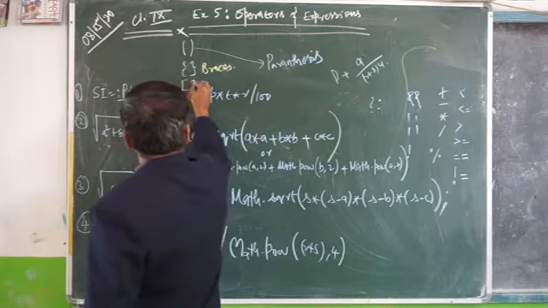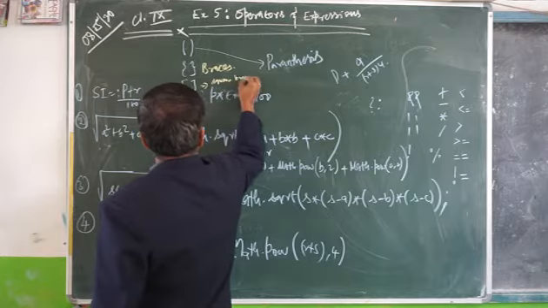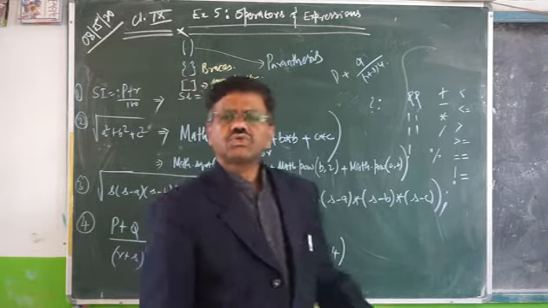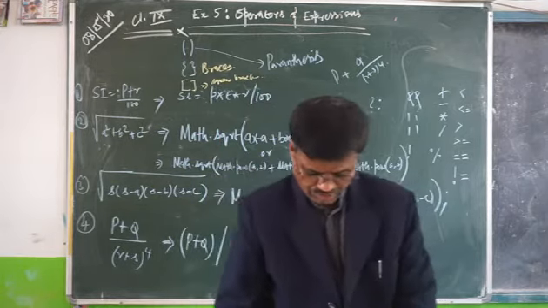And what is this? This is called square bracket. This one is known as square bracket. Okay, we shall see maybe after some time.